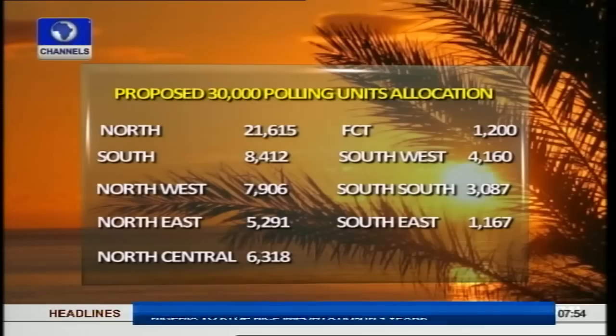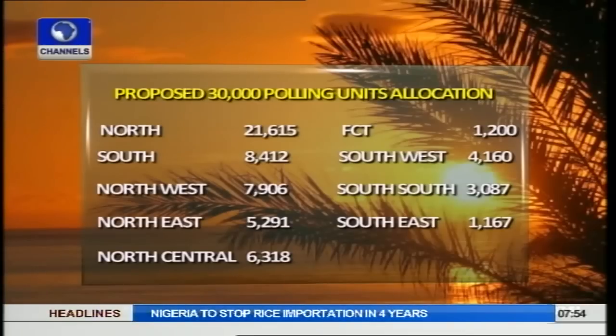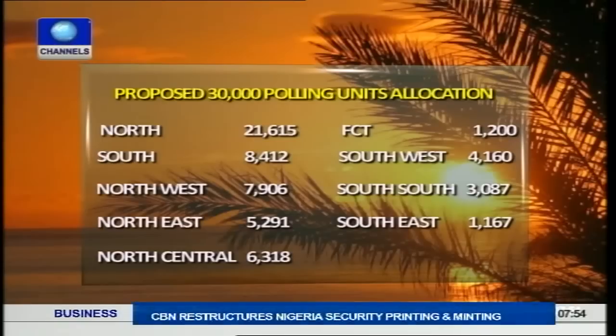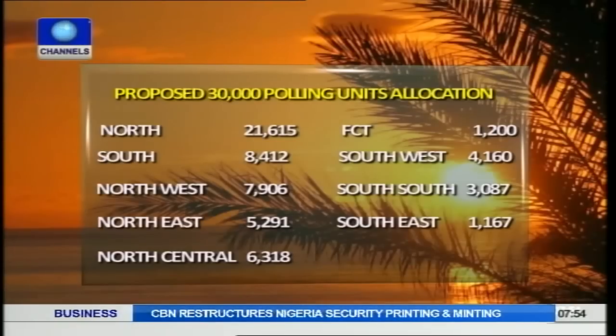Yeah, I don't quite get it, because the figure we see here, FCT gets 1,200, and the entire Southeast gets 1,167. How does that happen? Can you hear me? Can you hear us? Yes, I can hear you.